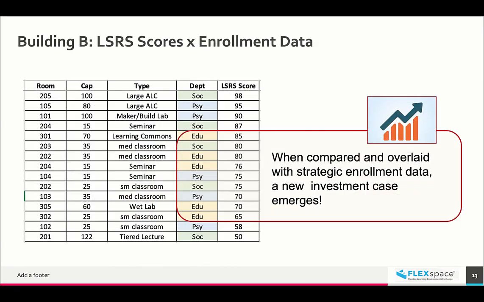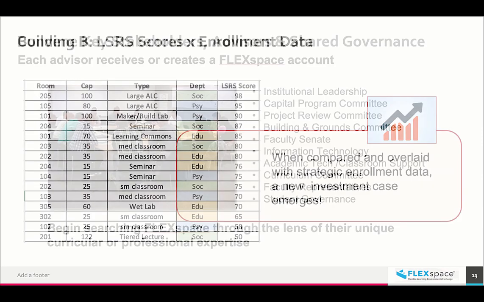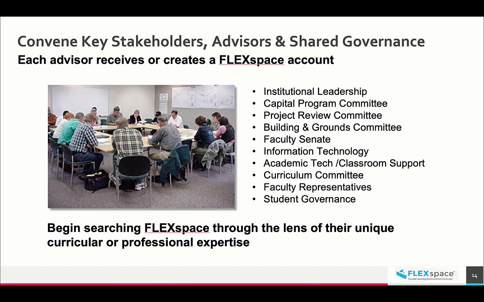When the LSRS data is overlaid with strategic enrollment data, we can see that education is the department with current draw. Most importantly, this data will be transparent to all the key stakeholders gathered around the table. Your mileage may vary, but typically the table includes faculty influencers, facilities managers and architects, and AVIT personnel to help plan for key academic technology installations.